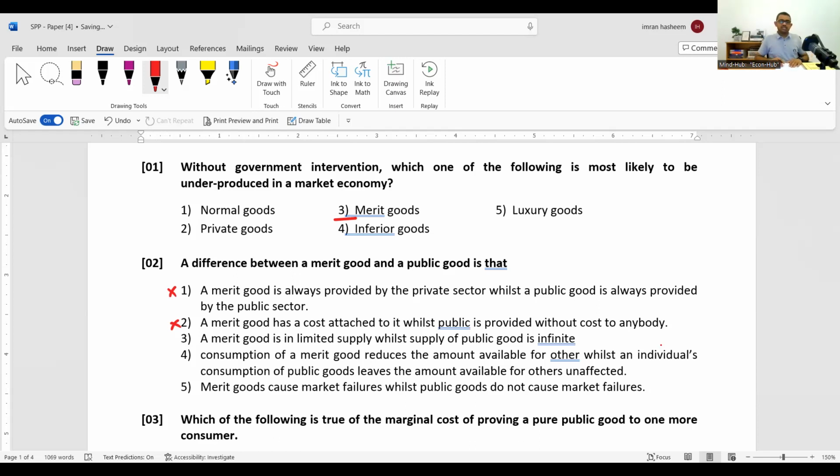Next, merit goods are limited in supply, whilst supply of public goods is infinite. No, supply of public goods is not infinite. What they're trying to play at is that once a public good is supplied, many people can use it at the same time. Collective consumption, non-rival consumption is there. That doesn't mean it's available in infinite quantities or infinite amounts, right?